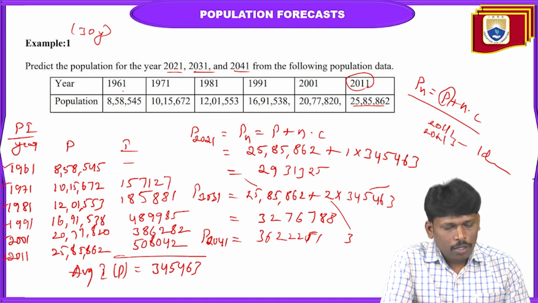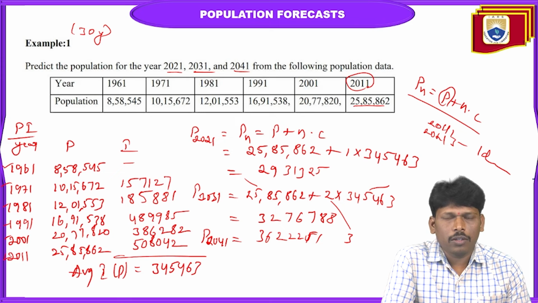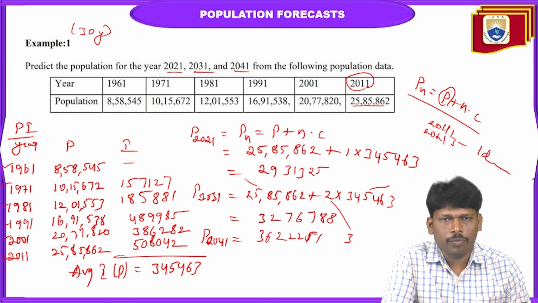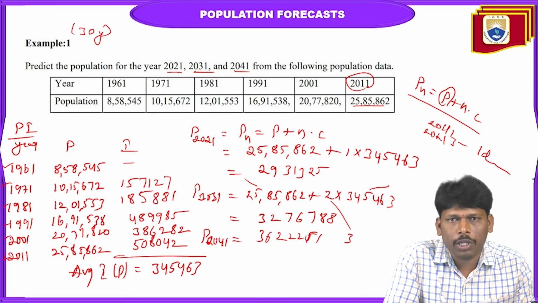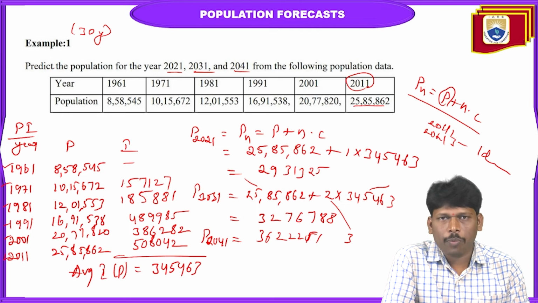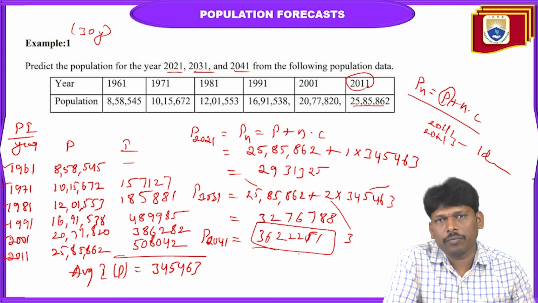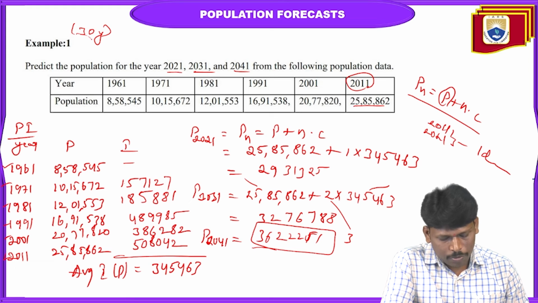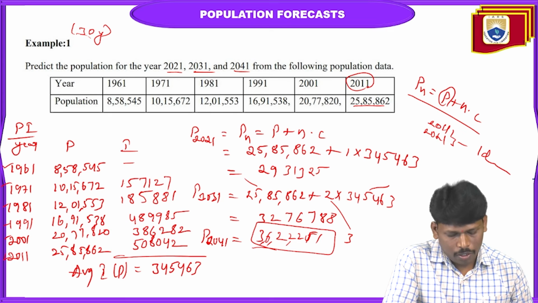So the city is an old city, and it has had constant development over the last few decades. Keeping all those things in mind, we are supposed to select the appropriate method of population forecasting from all the methods. If you apply this formula, this much population we may expect in 2041. Our design period is 30 years, so this much population can be expected in 2041.